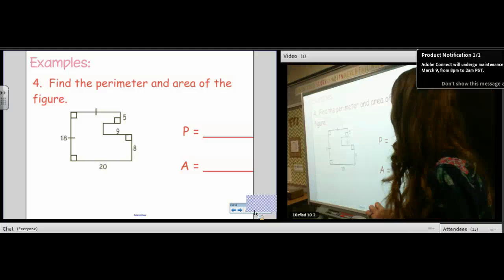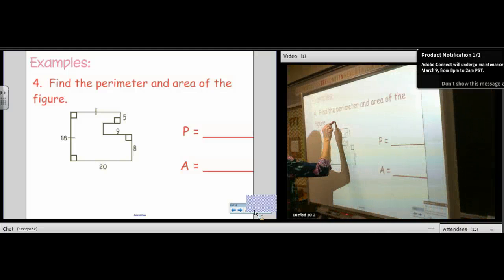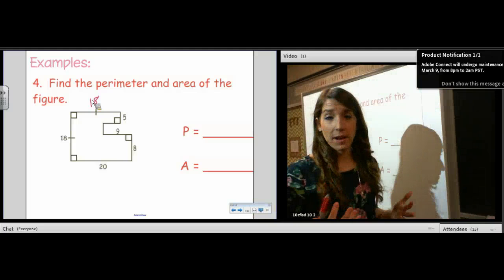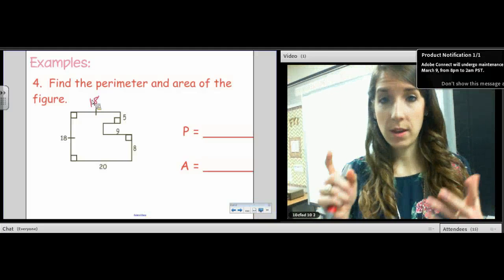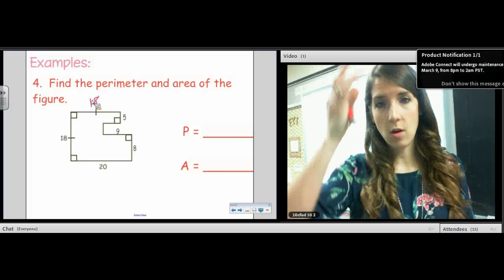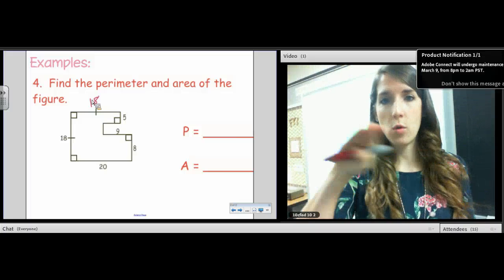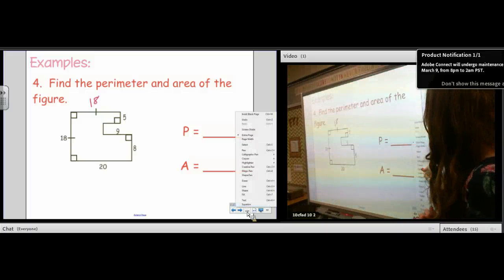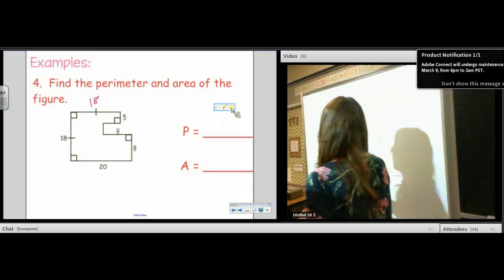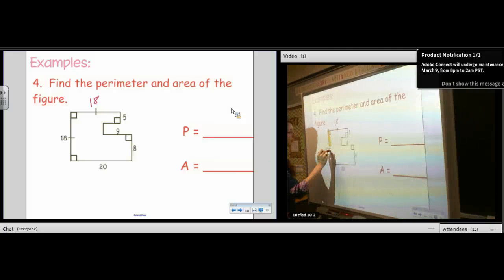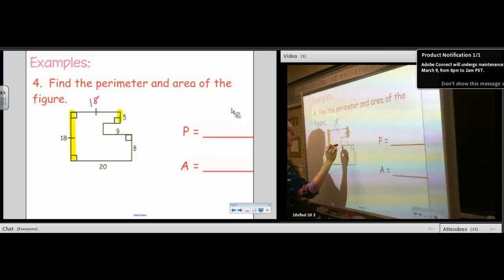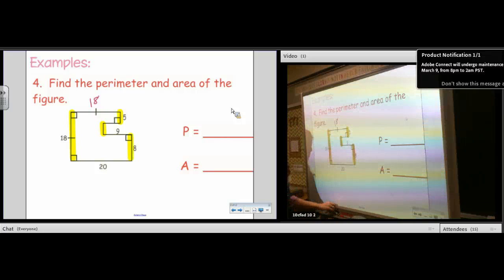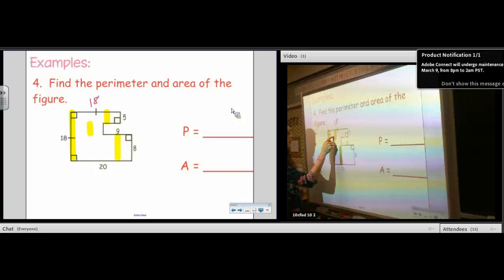So you can immediately put an 18 where both of the tick marks are, 18, 18. And then what I recommend, especially when a figure gets a little bit crazier than this one, I recommend looking only vertically and then looking only horizontally. So let's look at everything that's vertical. If we look at only the vertical segments, we've got 18, we've got 5, we've got missing, and we've got 8.